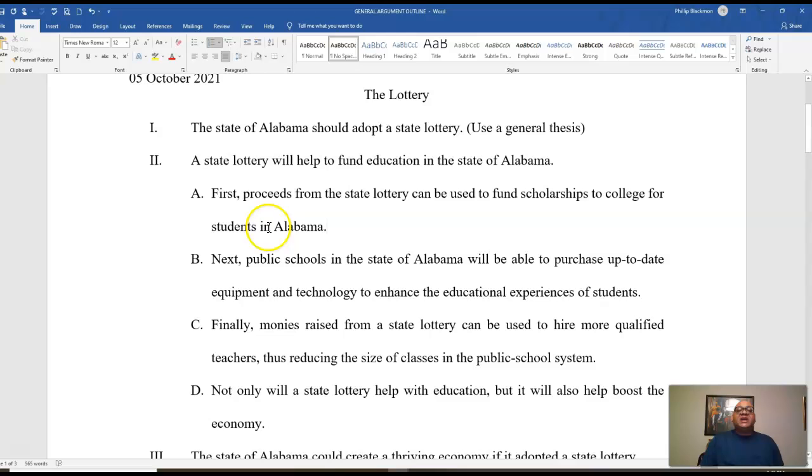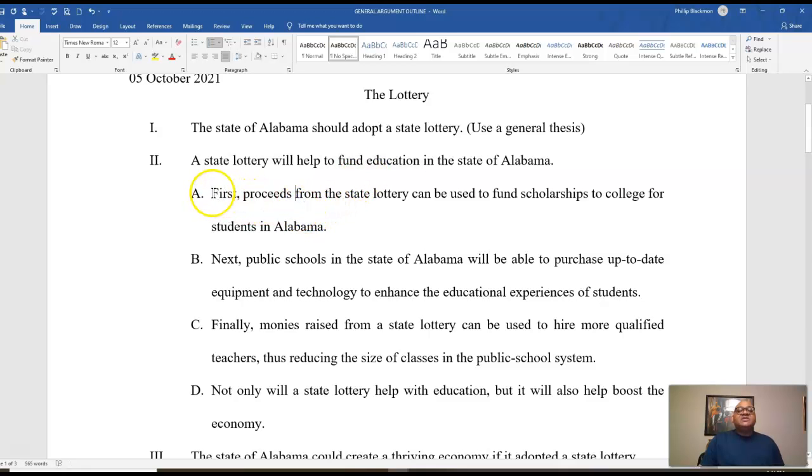Now I have to prove that, right? I have to give some support. And one of the things I want you to remember is you're not going to use your research for this. You should be able to come up with 3 good reasons to support your topic sentence. Topic sentence: a state lottery will help to fund education in the state of Alabama. I asked myself the question, how, right? How can a state lottery fund education? That's the point that I need to support. I need to support funding education with the state lottery.